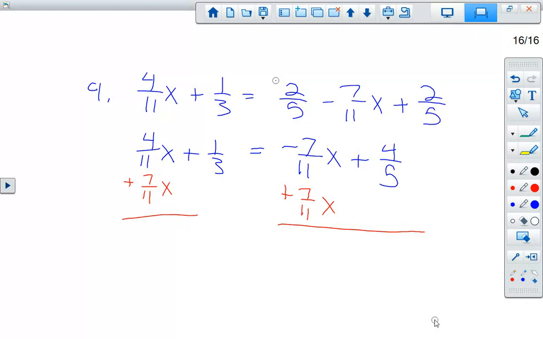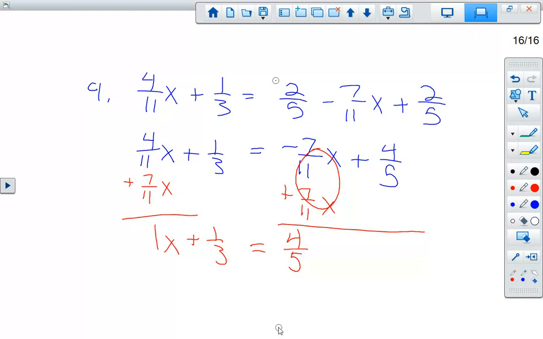Because if these have the same denominator, it's going to be easy to combine them. They're already kind of set up, ready to go. This is gone. And a 4/11 and a 7/11 means I have 11/11. This is going to be 1 right here, 1x. Okay, that's nice. I haven't cleared the fractions, but I can live with that. I know how I can deal with them.